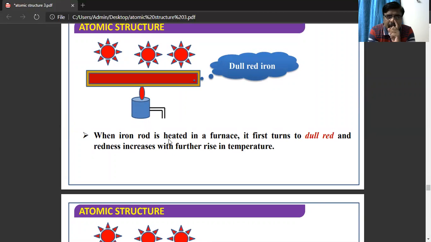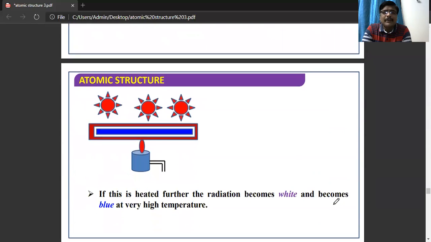So when an iron rod is heated in a furnace, it first turns dull red and the redness increases. That means the intensity of the red color increases with increase in temperature. Initially, since the temperature is less, it turns dull red. But as the temperature increases, the intensity of the color increases and it turns completely red. If it is further heated, the radiation becomes white and becomes blue at very high temperature.